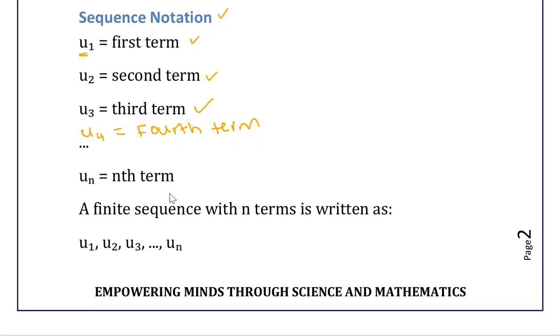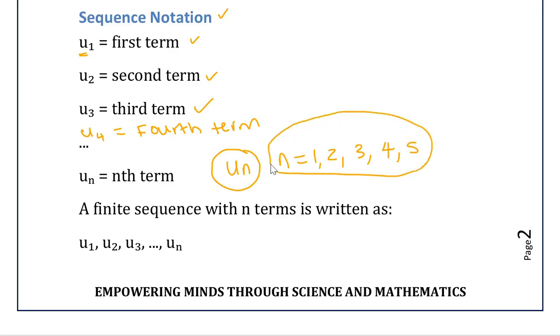How about Un? Un is the nth term. In other words, it is a number in position n. So Un is a number in position n, the nth term. But remember, n equals 1 for first term, 2 for second term, 3 for third term, 4 for fourth term, and 5 for fifth term. This is n, and here, n is the position.